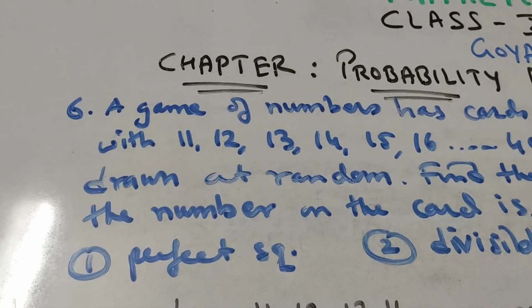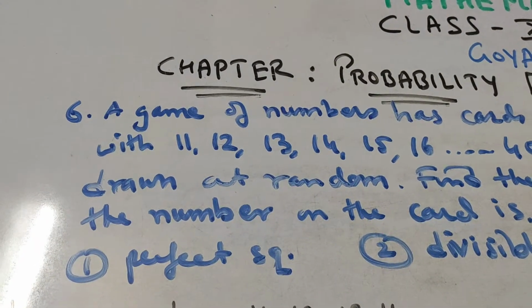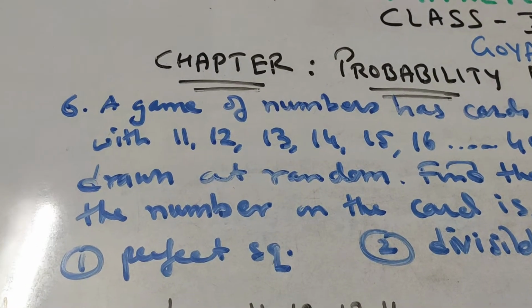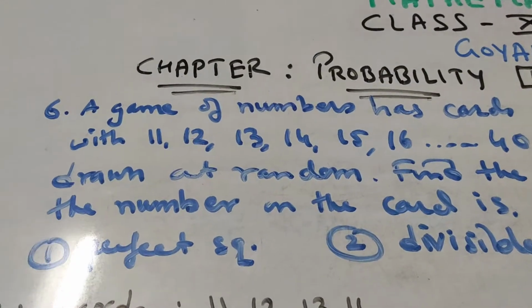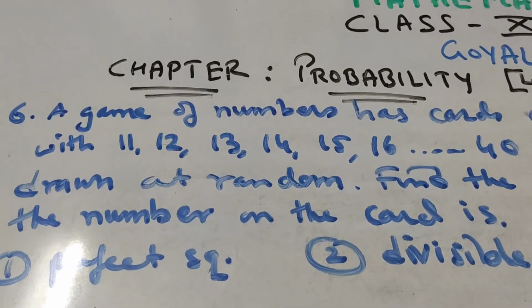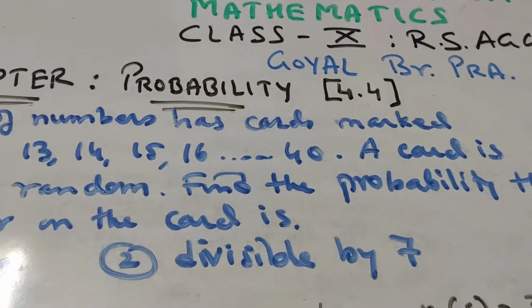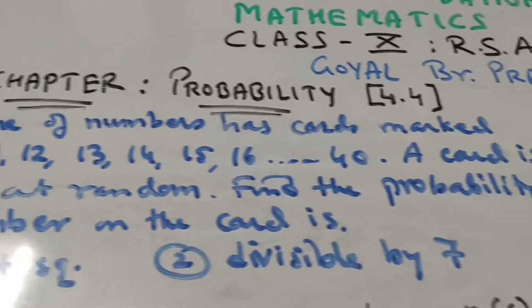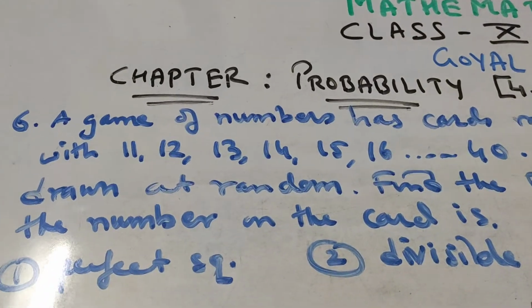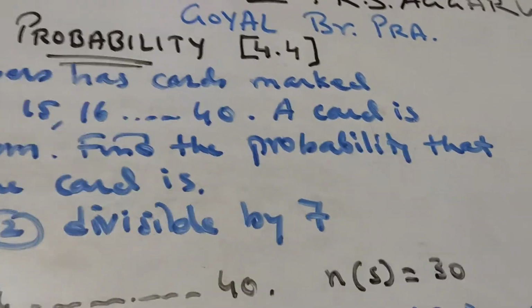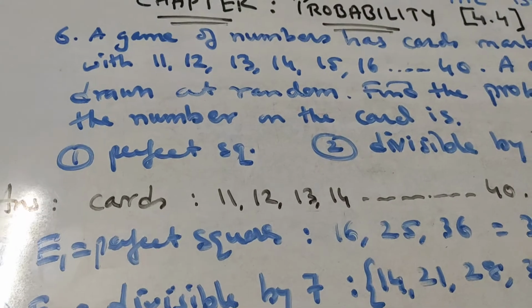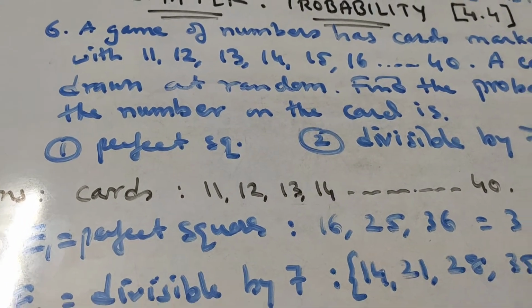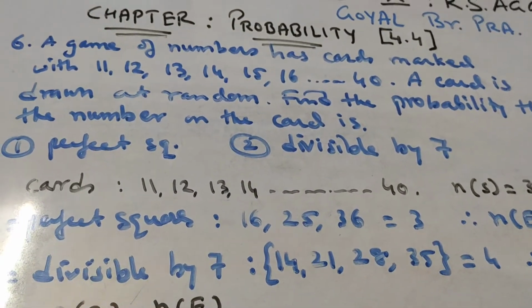We are with example 6. Example 6 says, a game of numbers has cards marked from 11 to 40, and a card is drawn at random. Find the probability that a number on a card is a perfect square and divisible by 7.